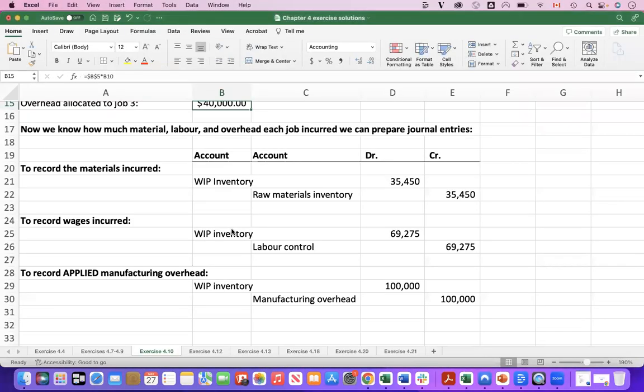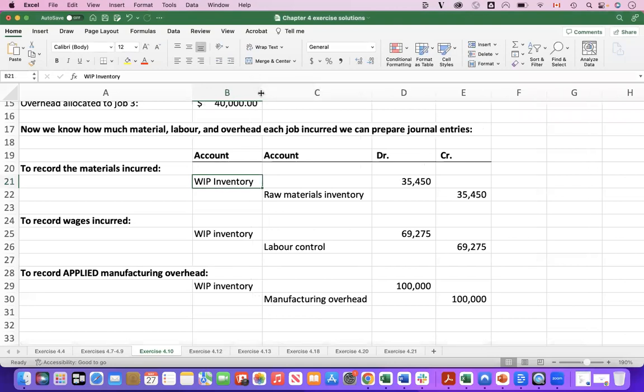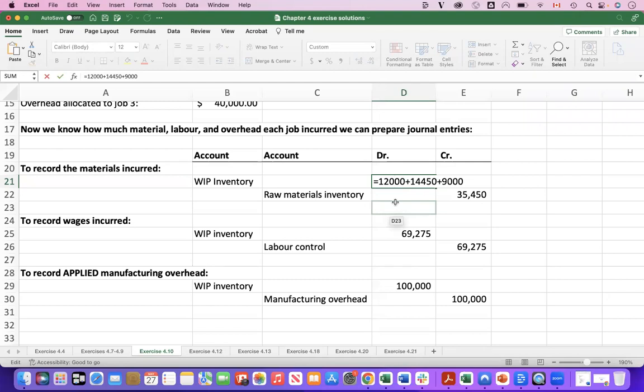To show that amount of material requisitioned into production, all of that is going to show up in our work in process inventory account. So we're going to debit work in process inventory. We're going to decrease or credit raw materials inventory because we are introducing the raw materials to the production process. So they're going to transfer from raw materials inventory to work in process inventory. And our journal entry is going to be for $35,450. And how did we get that? We simply added up the materials requisitions for jobs 1, 2, and 3.